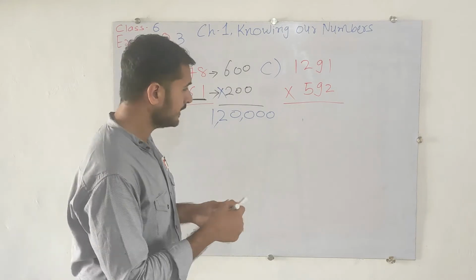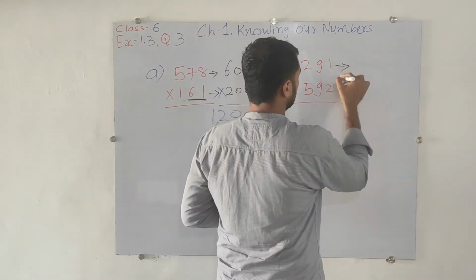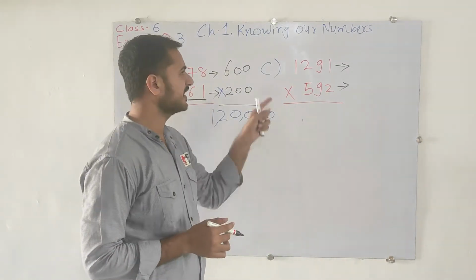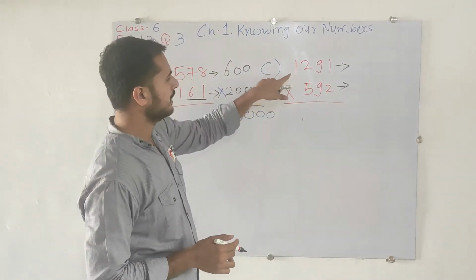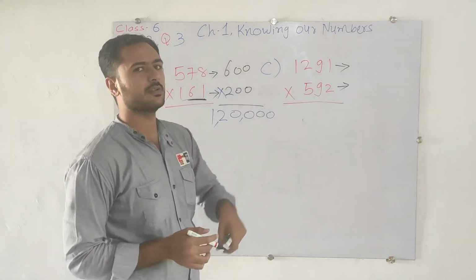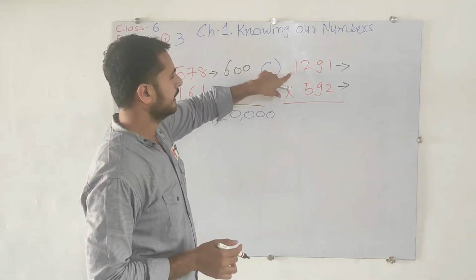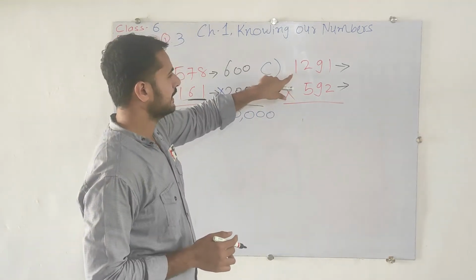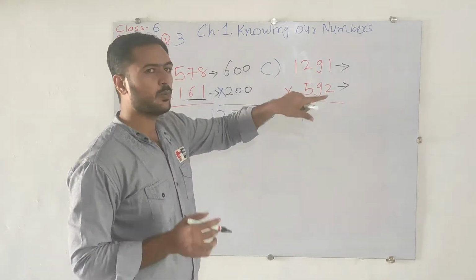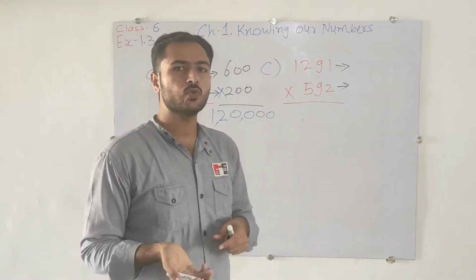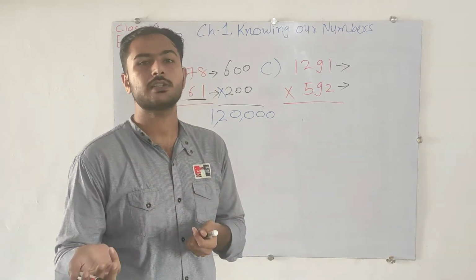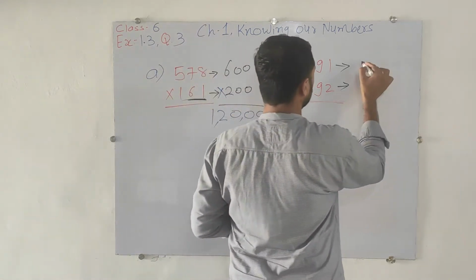In that, first of all, for the first number we have to do the approximation to the 1000 place, because that is 1,1291. So for 1,1291, how will we do? That is 1,291. So that is nearby to 1200 or 1300. That is nearby to 1300.